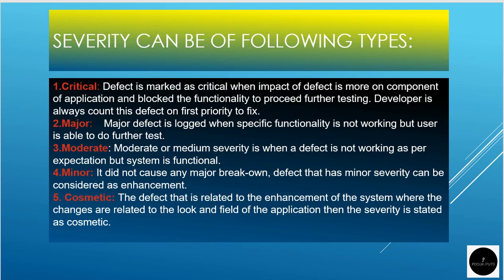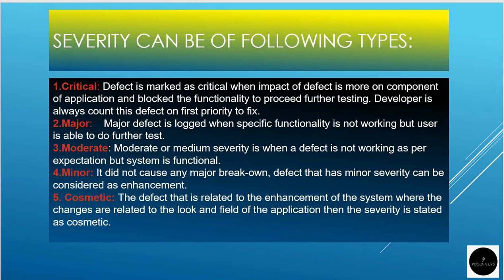Severity can be of following types: critical, major, moderate, minor, and cosmetic. So let's see critical defects. A defect is marked as critical when the impact of the defect is more on a component of the application and blocks the functionality to proceed with further testing. So the developer always counts this defect as first priority to fix.